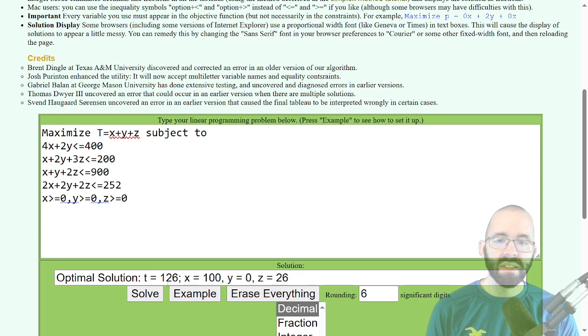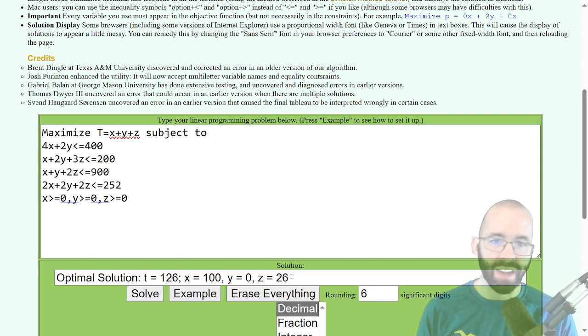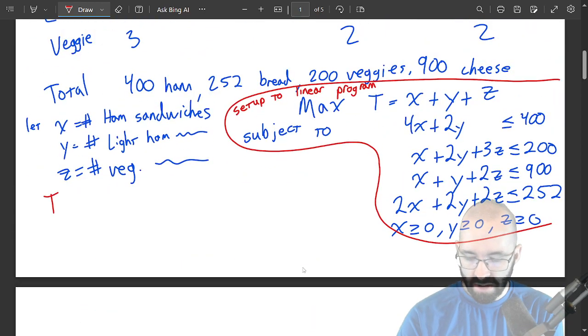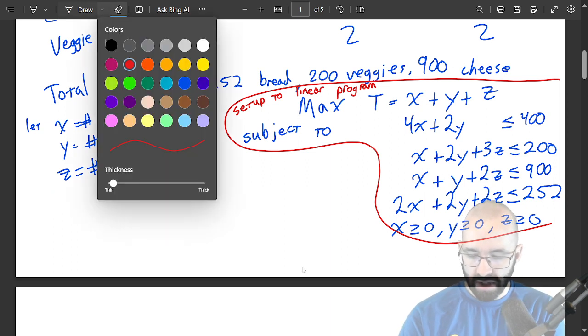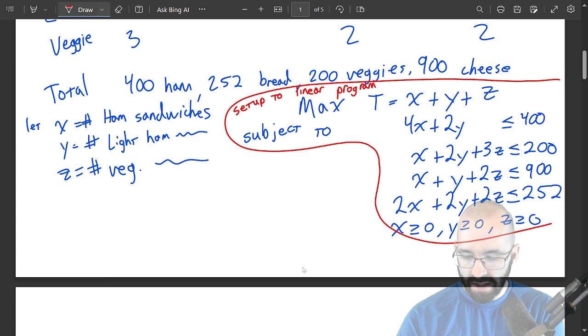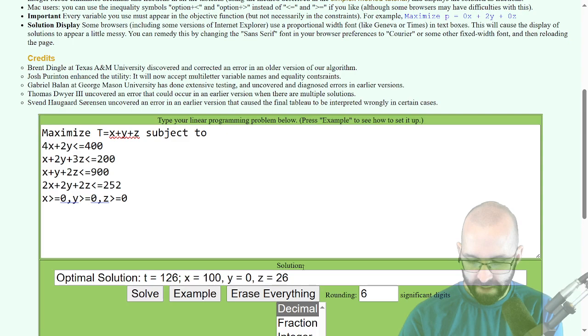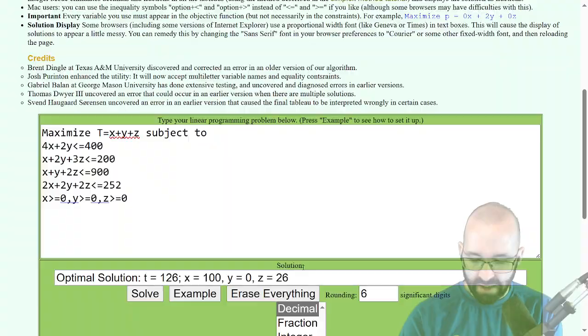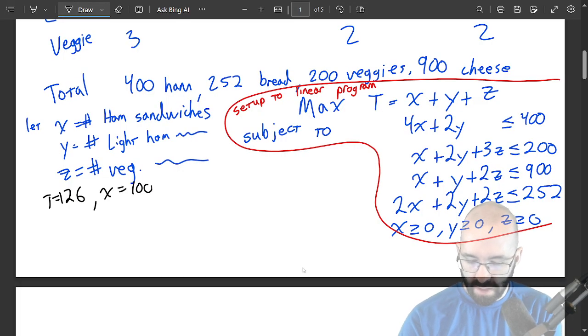It says we can make 126 sandwiches. We're making 100 ham sandwiches. We aren't making any light ham sandwiches. And 26 vegetable sandwiches. Okay, so let's write that down first in the variables. Let's go back to a different color. Let's use black. Change the color. So we said T is, I already forgot, 126. X is 100. Y is 0, and Z is 26.